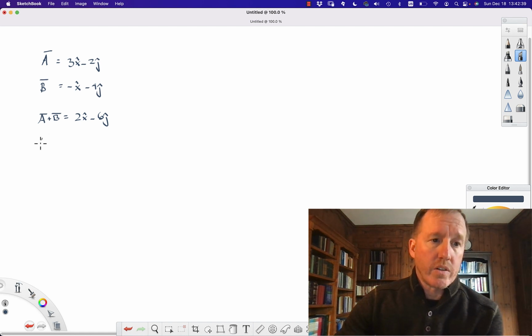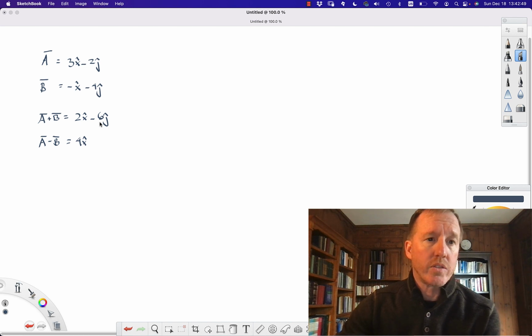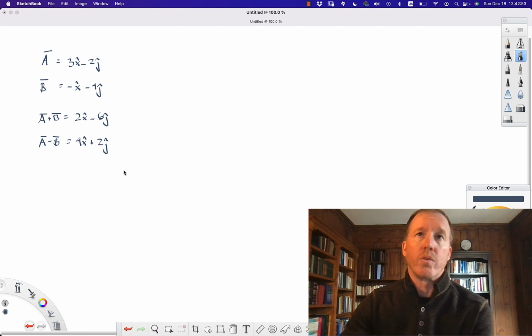What about vector A minus vector B? Well, you just subtract the components. So 3 minus -1 would be 4 in the x hat direction, and then -2 minus -4 would be +2 in the j hat direction. So those would be those two vectors.